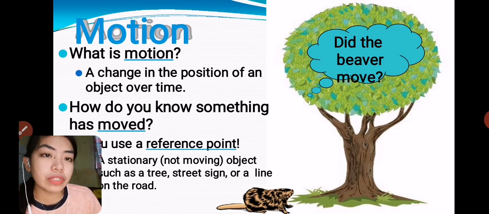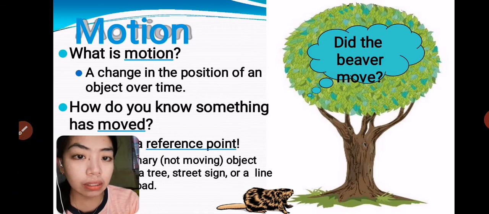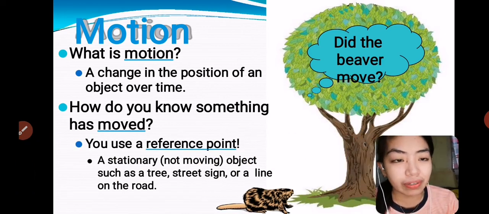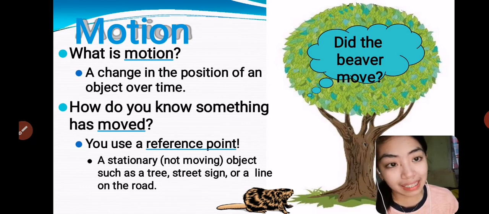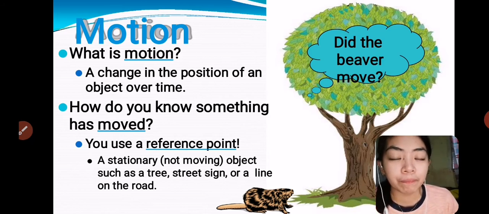Next, when we say motion, it is the change of position of an object over time. Or simply, kapag umalis siya dun sa tinatawag nating reference point. Yung reference point natin in Filipino, ito yung sinasabi nating palatandaan. So, kapag umalis siya dun sa palatandaan, ibig sabihin there is motion. At pag nagkaroon ng motion, ibig sabihin merong nag-exist na force.